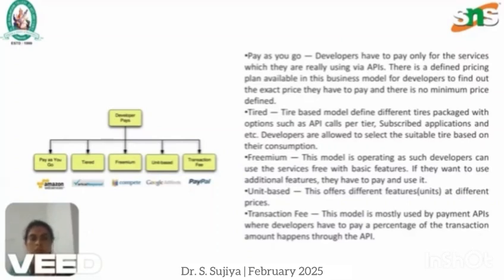Freemium: this model operates such that developers can use the services free with basic features. If they want to use additional features, they have to pay. Unit based offers different features at different prices. Transaction fee: this model is mostly used by payment APIs, where developers have to pay a percentage of the transaction amount that happens through this API.